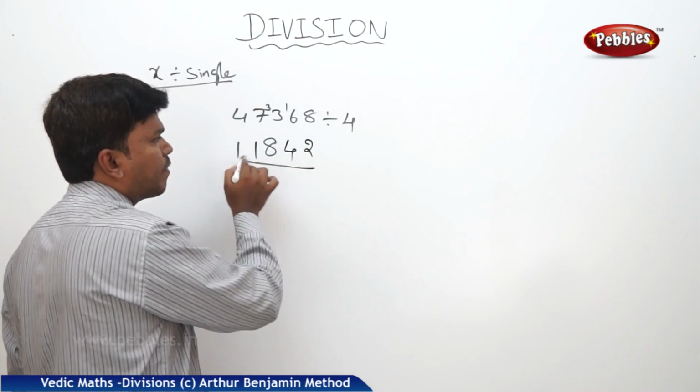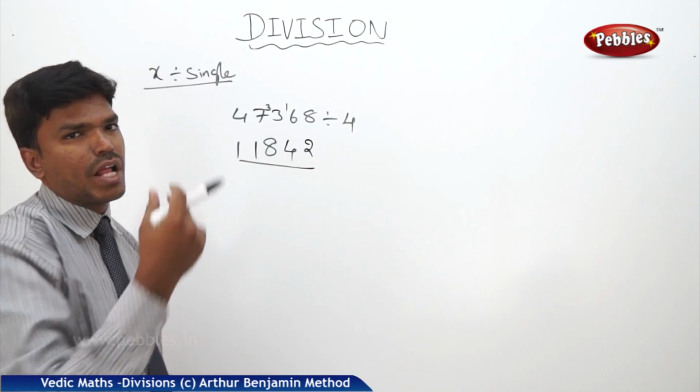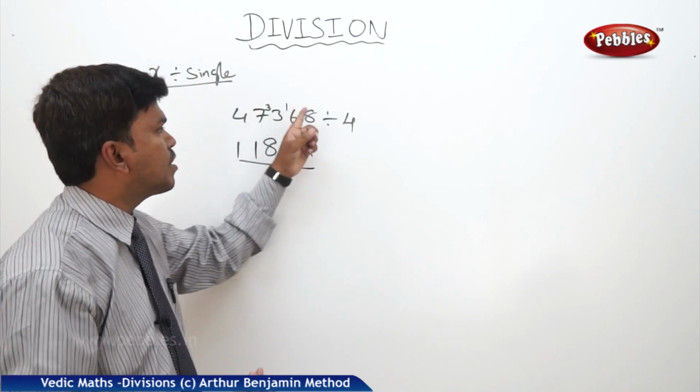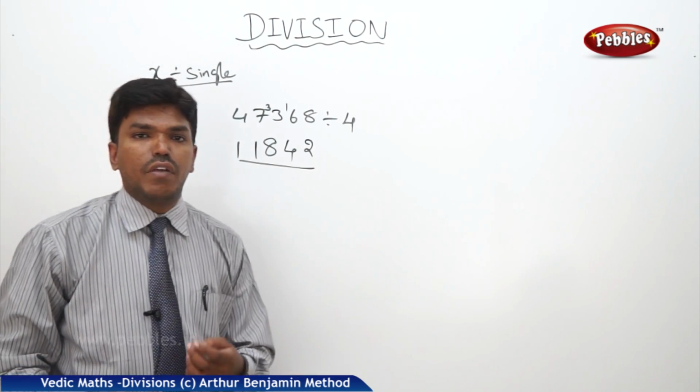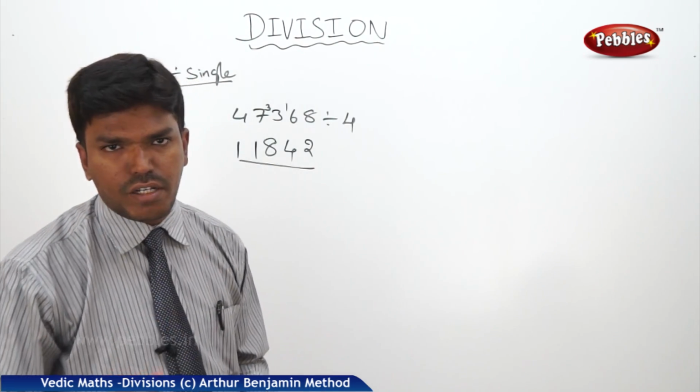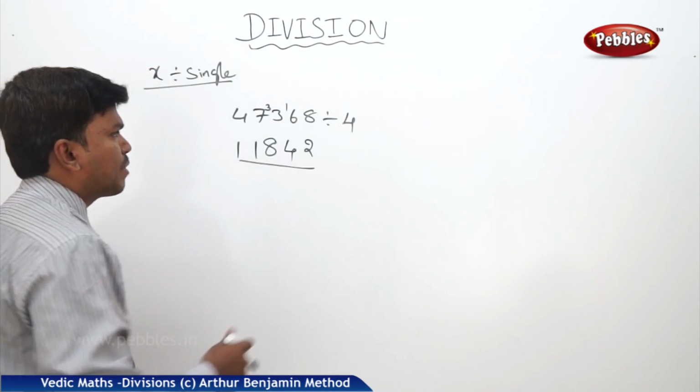4 2s are 8. When there is no remainder, that means when I am getting the remainder as 0, I didn't put any 0 there. Why? Because everybody knows, even if you put it or don't put it, it doesn't make any difference. Now let us take one more example.